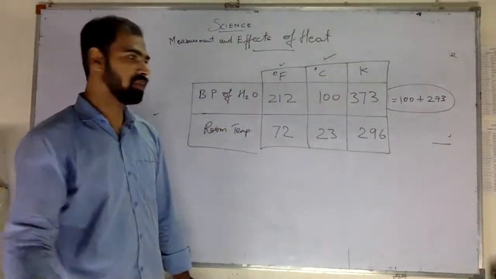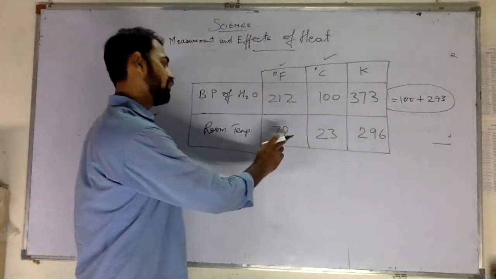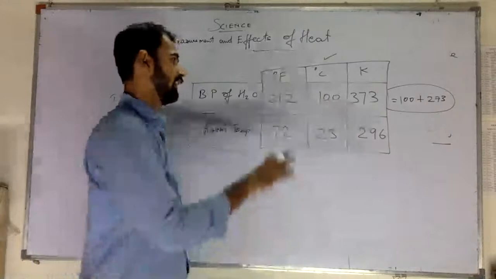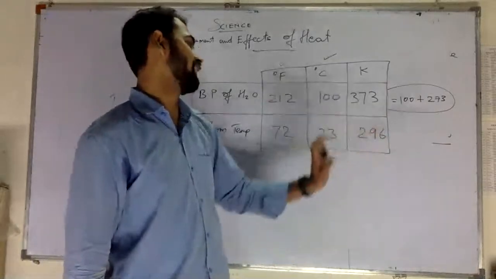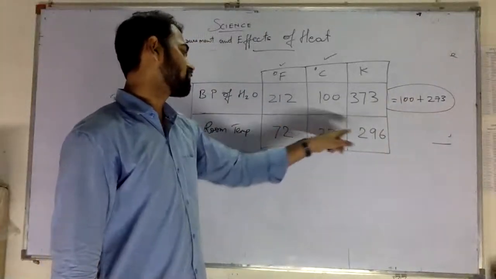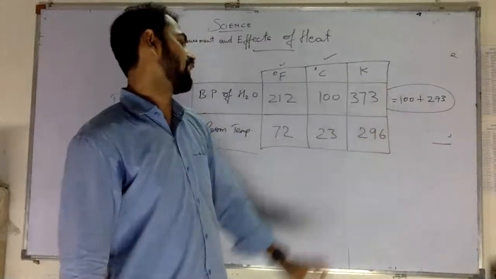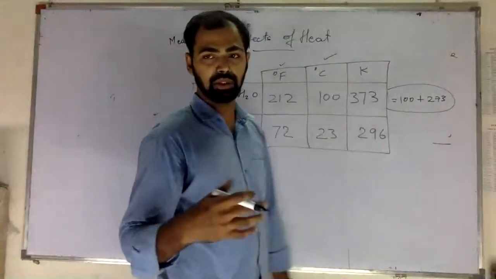Now, suppose we have a room temperature of 23 degrees Celsius, it will be almost 72 degrees Fahrenheit, or it can be 296 Kelvin. We can do this the same way: 273 plus 23, you will get 296. Clear? So in this way, we will be able to understand.